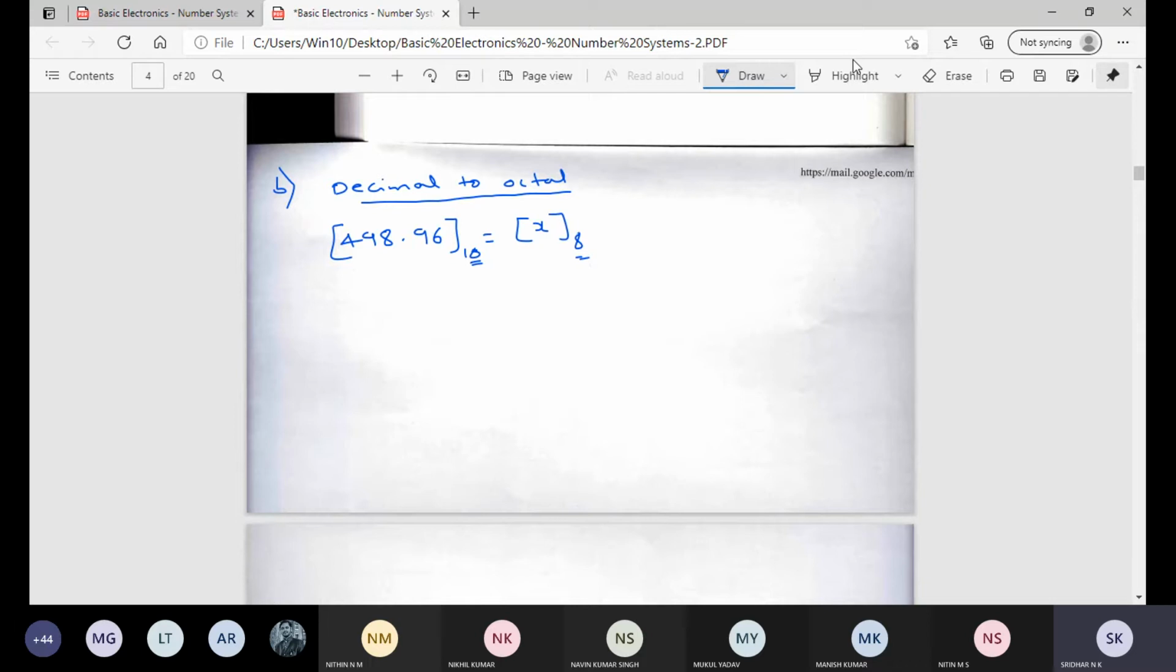So what is the integer part here? 498. In the given number, 498 is the integer part. So by which number do I have to divide now? The required base number. What is the required base number? 8, sir. So divide by 8. Start doing. What is the quotient and what will be the remainder?